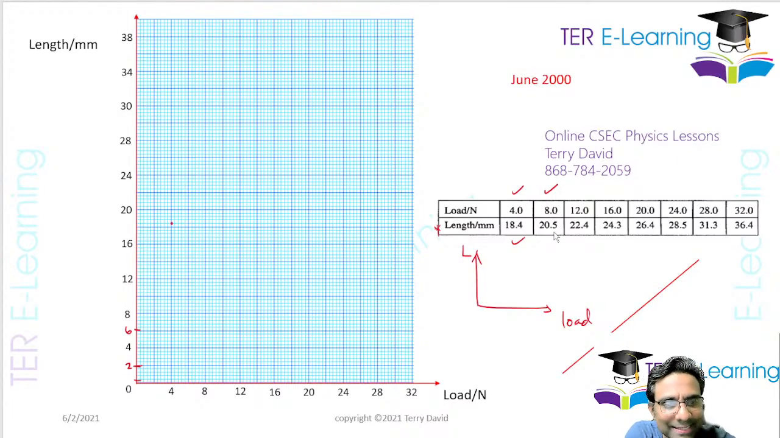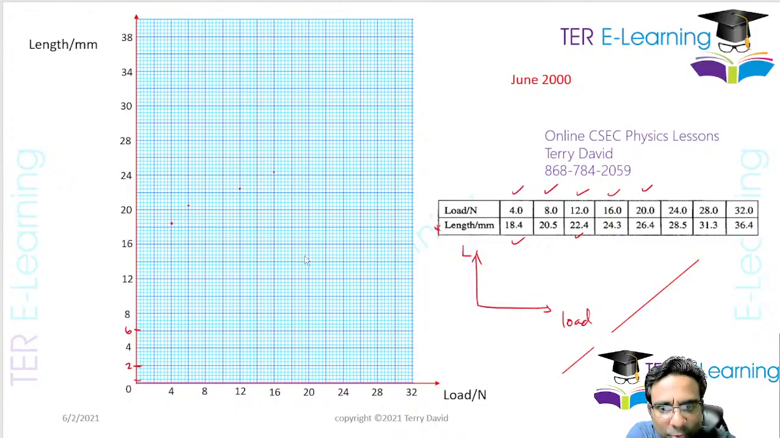The next point we're going to plot is 8 against 20.5. So 8 against 20.5 is somewhere around here, right? It's just above this point here. Next point is 12 against 22.4. So 12 against 22, that's this point here. Alright. Right now looking a little funny, but let's check again. 16 against 24.3. So 16 against 24.3 is about here. Right, that's about here.